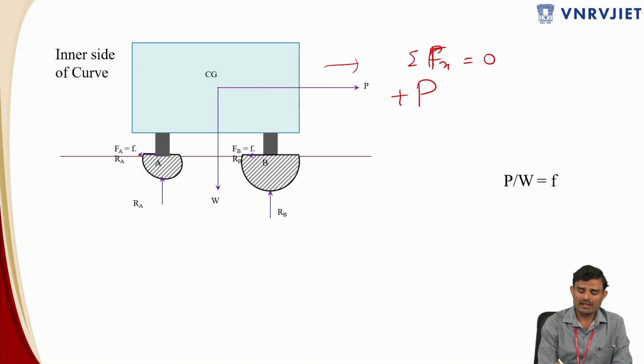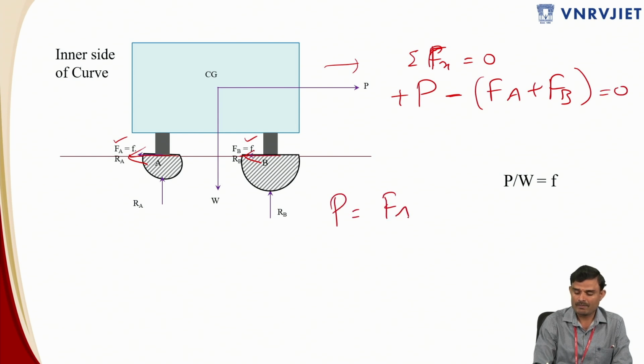so I'm taking this as positive. And the only forces acting in the opposite direction are, as the vehicle is trying to move outwards, the centrifugal force acting in the inward direction, that is FA, the frictional force at location A, and FB, the frictional force at location B. So therefore this will be in the opposite direction, that is minus FA plus FB. So this is equivalent to 0. So therefore P is equal to FA plus FB.